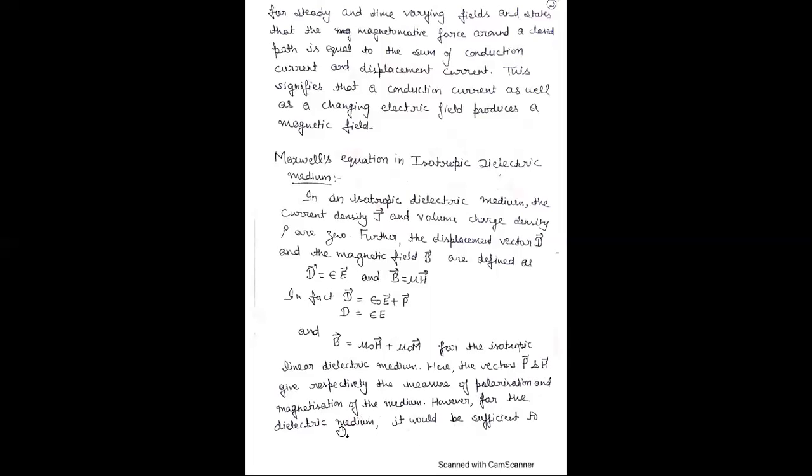However, for the dielectric medium, it would be sufficient to remember that epsilon naught and mu naught of free space are simply related with epsilon and mu. And for dielectric medium, these are the four conditions. J is equal to 0. If J is equal to 0, we know that J is equal to sigma E, so if J is 0, then sigma is also equal to 0. Rho is equal to 0, volume charge density 0, and D is equal to epsilon E and B is equal to mu H.